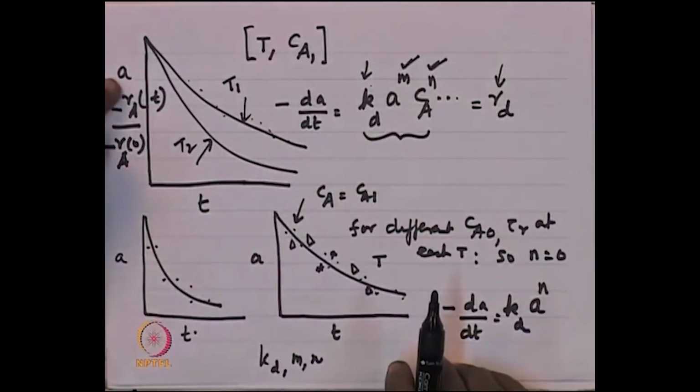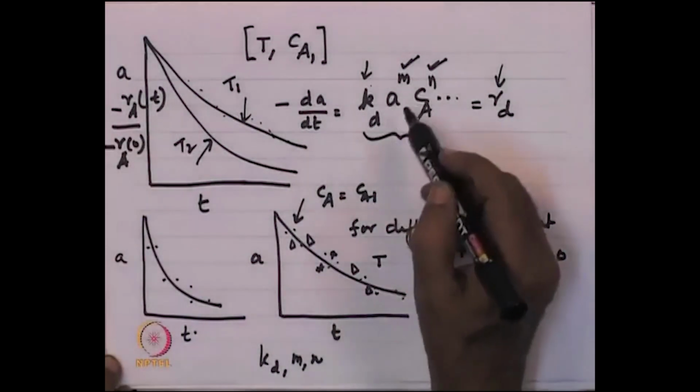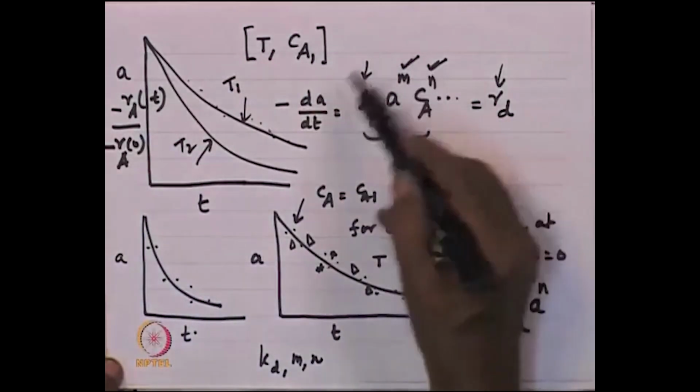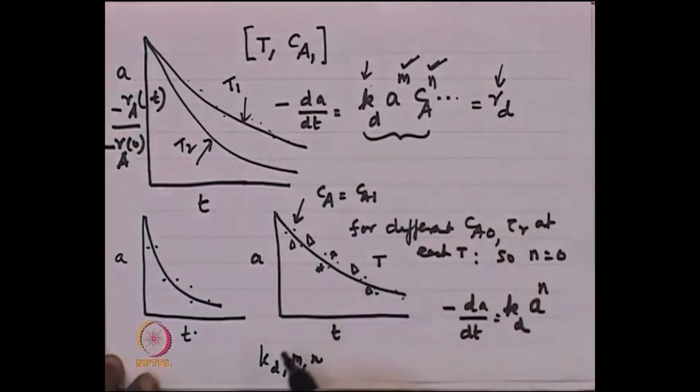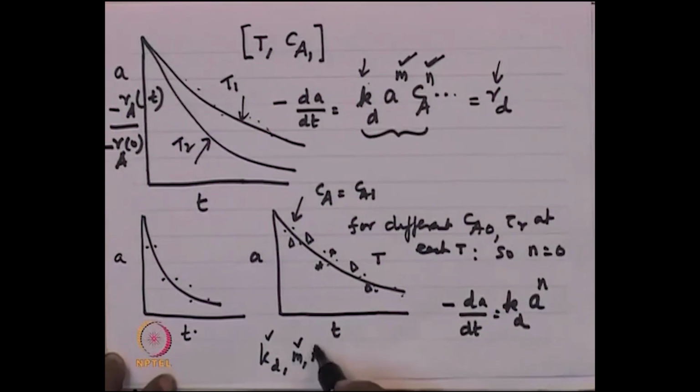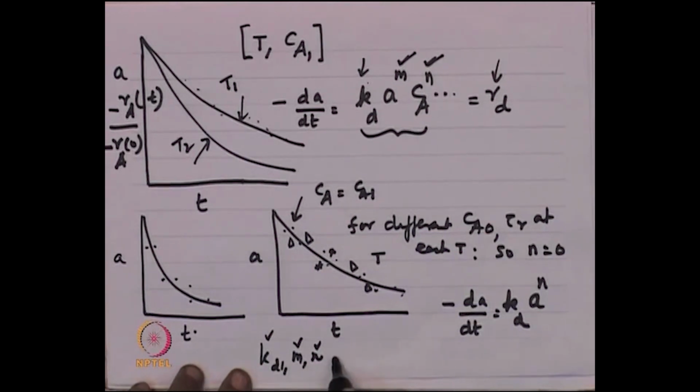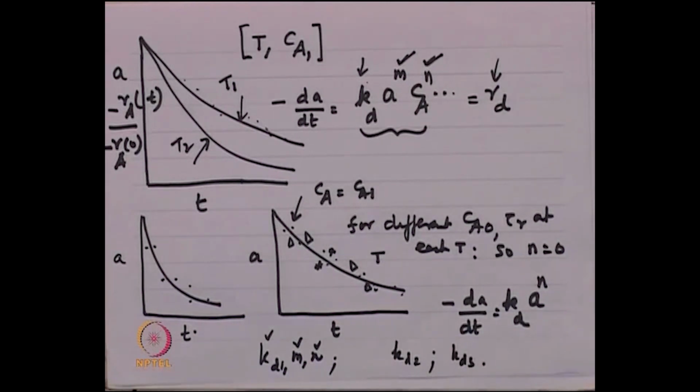So, from the data of A versus T, we fitted this curve to this model and found out Kd, M and N, and then Kd values at one temperature, that is Kd1, similarly another temperature we got Kd2, another temperature we got Kd3 and so on. So, in other words, we had value of Kd at different temperatures and M and N.